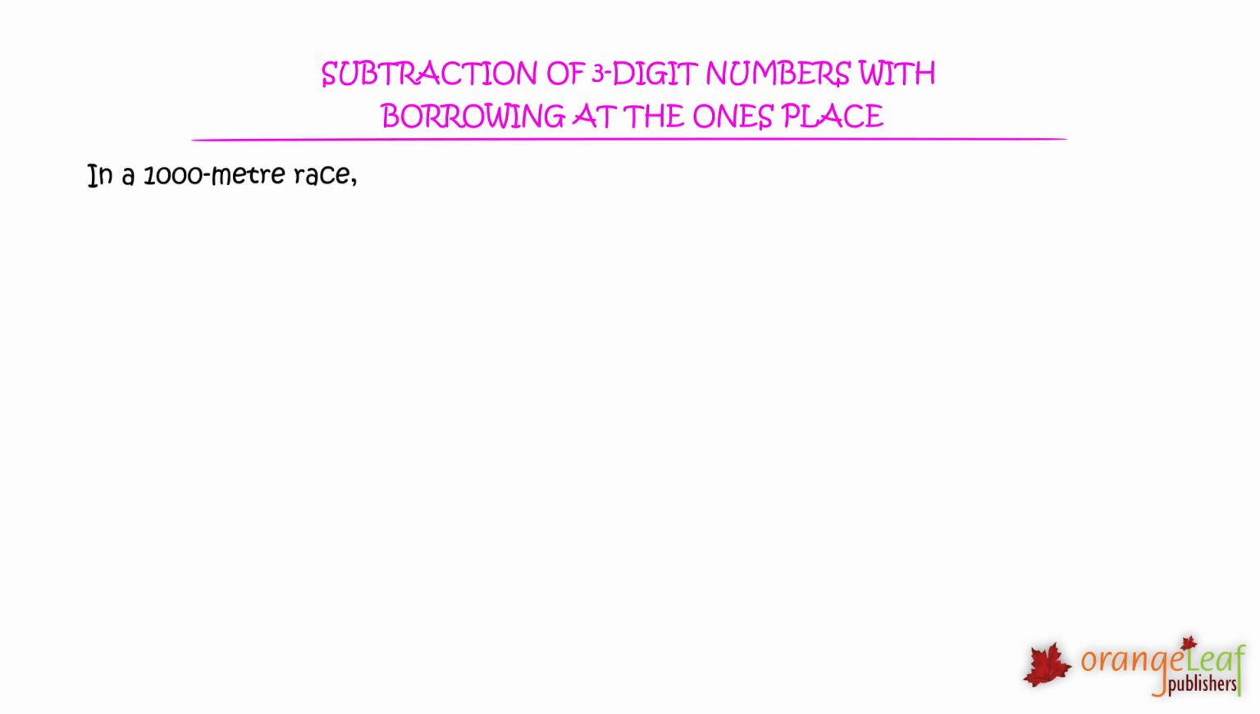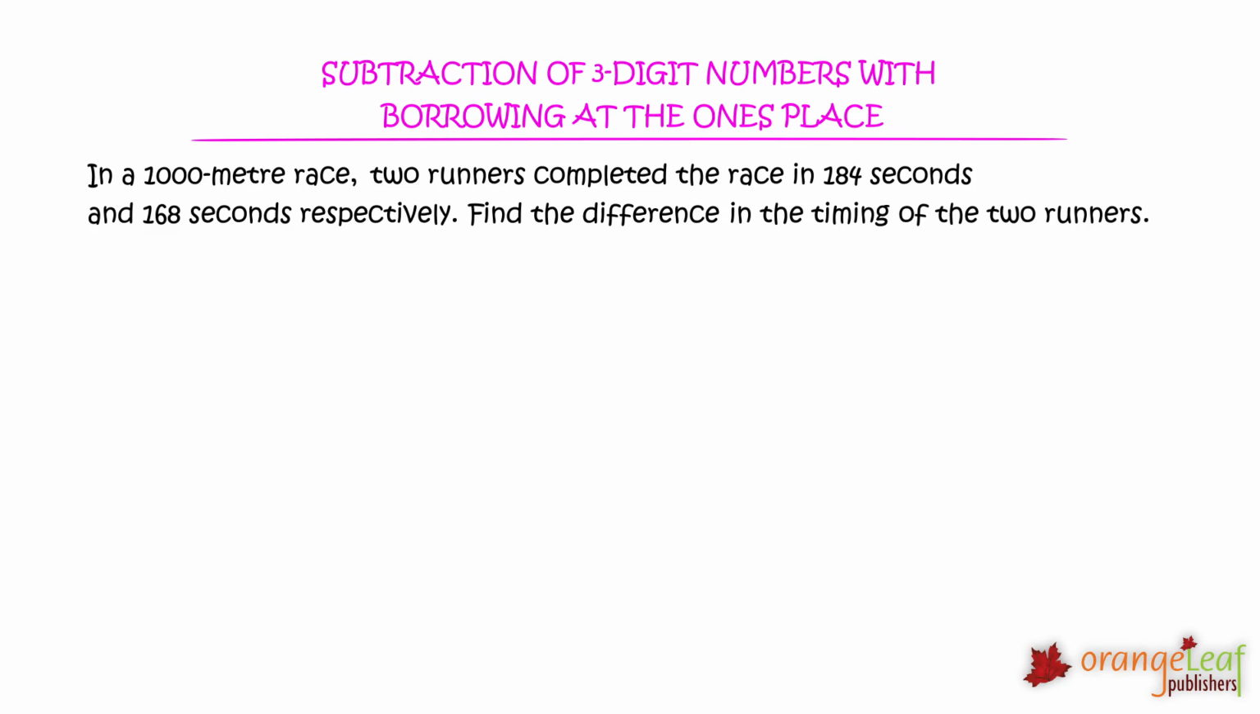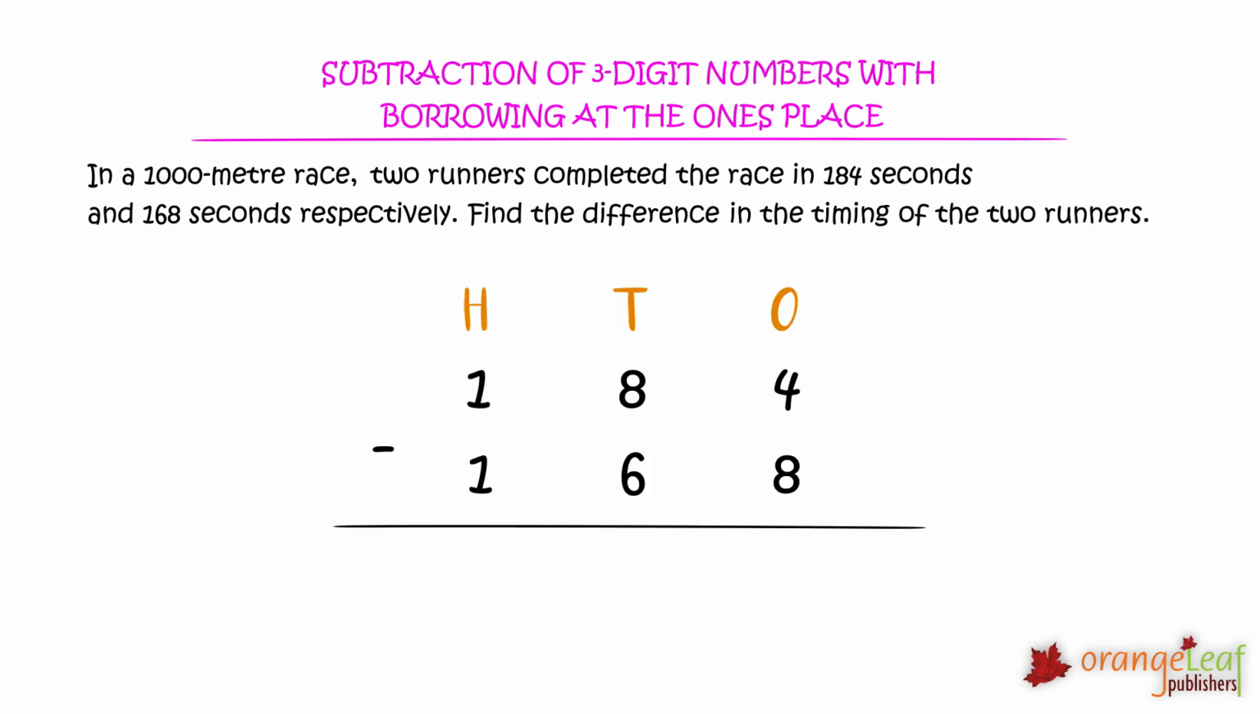In a 1000-meter race, 2 runners completed the race in 184 seconds and 168 seconds respectively. Find the difference in the timing of the 2 runners. 184 has 4 ones and 168 has 8 ones. As there are not enough ones, borrow 1 ten from 8 tens and regroup it into 10 ones. Now there are 14 ones.